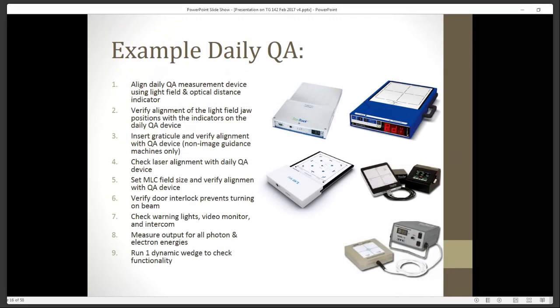All right, so here's an example daily QA procedure. On the right here, I've got a bunch of different types of daily QA detectors. I didn't want to endorse any one because I think there are a lot of good vendors and a lot of good equipment and options out there. So first off, this is just an example. Daily QA would have a procedure where whoever does it first aligns the daily QA measurement device using the light field and the optical distance indicator, and then verifies the light field jaw positions. That takes care of some of the mechanical tests.